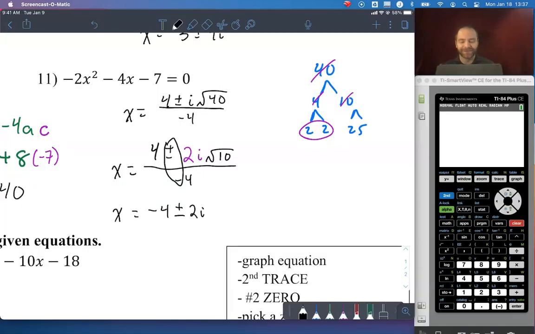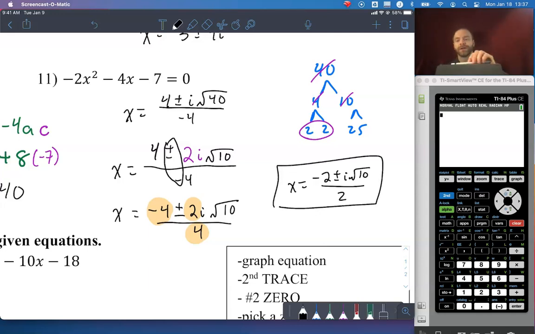So that allows me to do this. And then I realize everything here, here, and here, whatever's in the radical is protected, is even. So I can say negative 2 plus or minus i square root of 10 over 2. And that's my final answer.